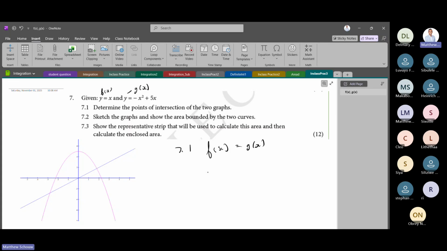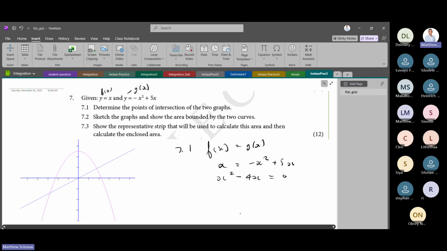f of x is what? x minus x squared plus 5x. I can carry over everything to this side. I'll be, what's it? Is it 4? And that's going to be negative 4x, eh? Am I right?